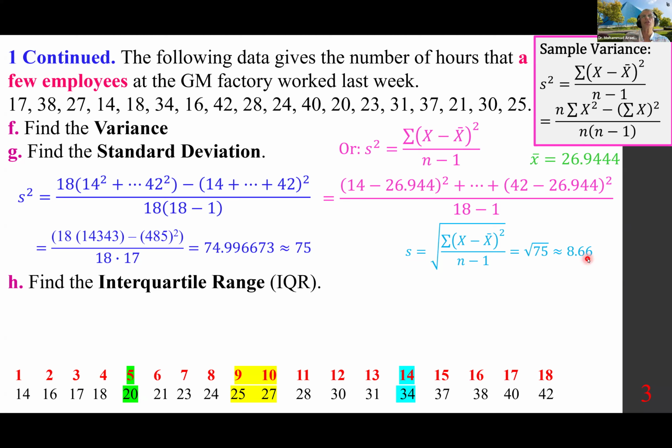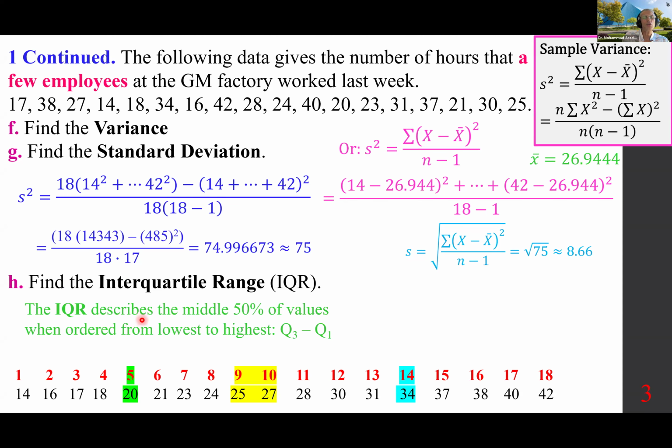Interquartile range, or IQR. The IQR describes the middle 50% of values when ordered from lowest to highest, or Q sub 3 minus Q sub 1. So this one is Q sub 2, or median, 25 plus 27 divided by 2, or 26.